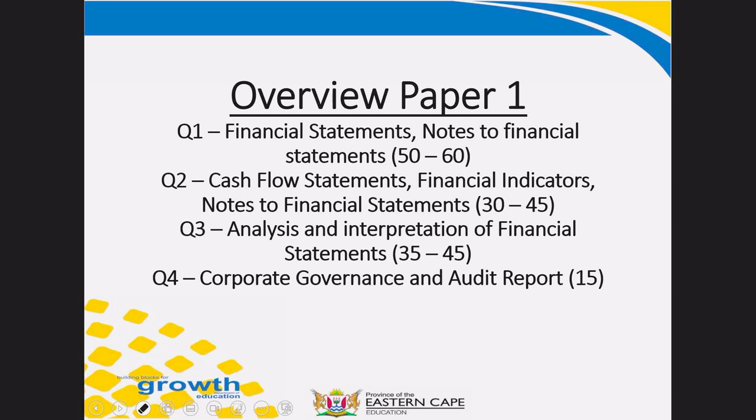You will see in brackets I've also indicated the mark allocation of those questions. The range for question 1 is between 50 and 60 marks. The range for question 2 is between 30 and 45 marks. The range for question 3 is between 35 and 45 marks. And then the mark allocation for question 4, which is normally your last question, will be a total of 15 marks.